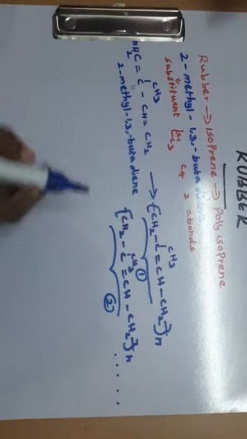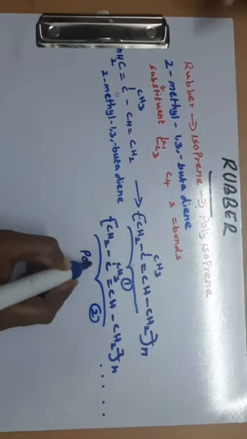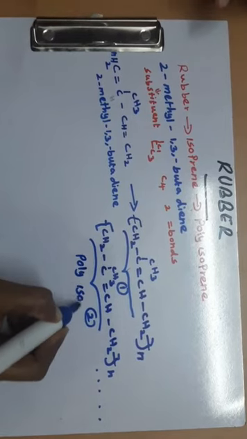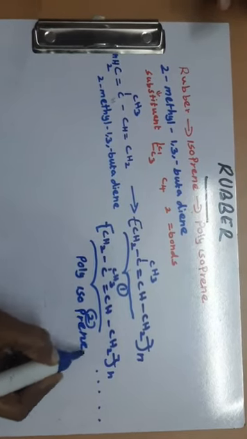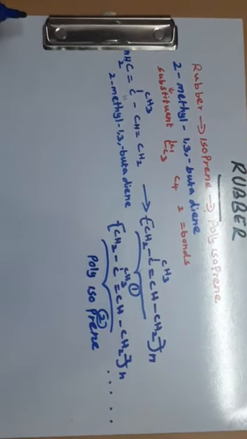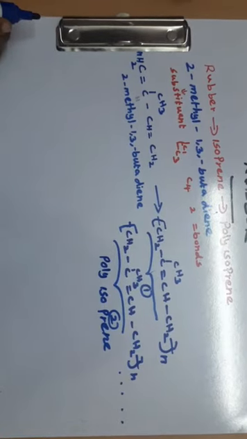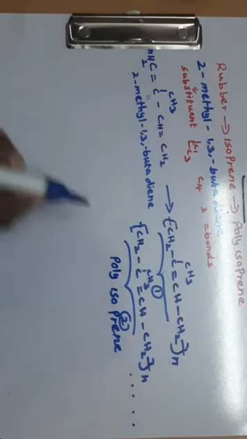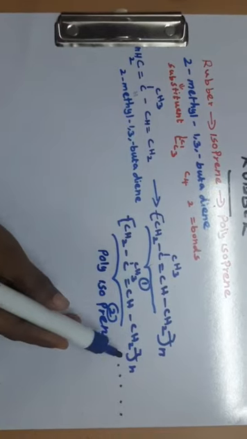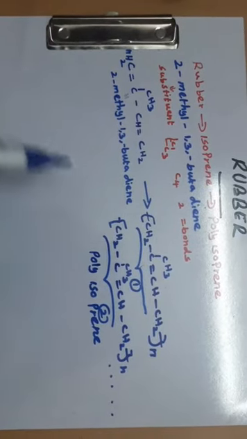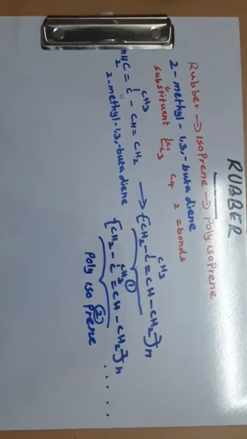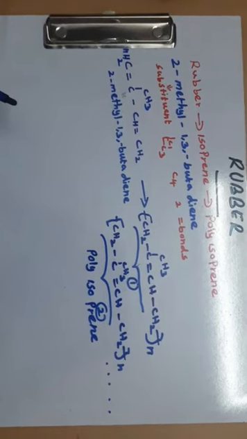That is called polyisoprene. Okay, polyisoprene is a kind of natural rubber. So this polyisoprene is in the cis form, because in this linear chain hydrocarbon, all the methyl groups are present on the same side, that is called cis polyisoprene.